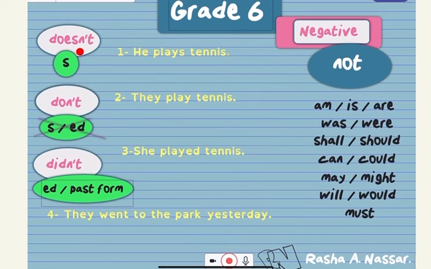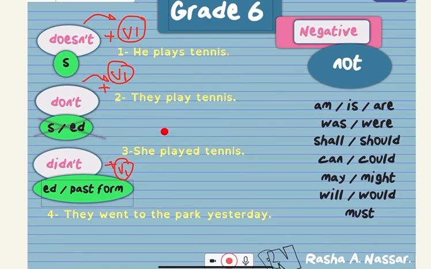But be careful, my dear students, if you use doesn't or don't or didn't, you will use V1. What is V1? V1 is the verb without anything, without S, without ing, and without ed. It is the infinitive form. So here, after doesn't, V1. After don't, V1. And after didn't, V1. So be careful. If you use doesn't or don't or didn't, you will use V1.